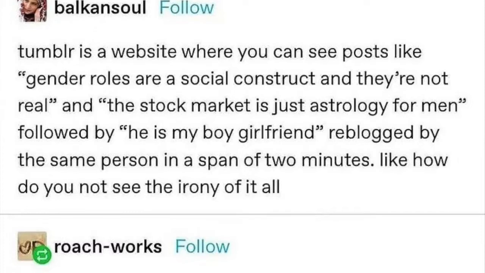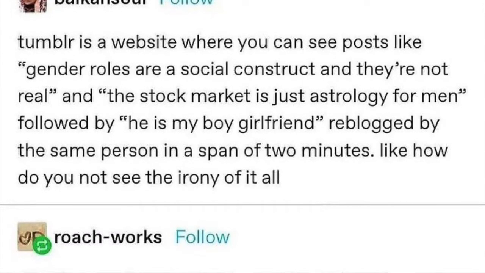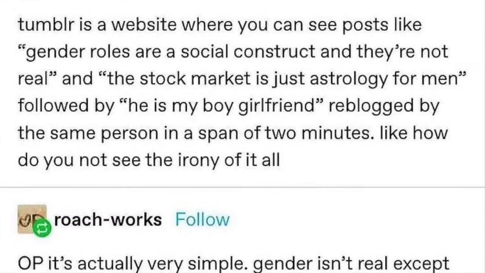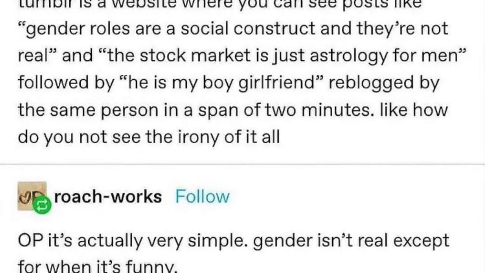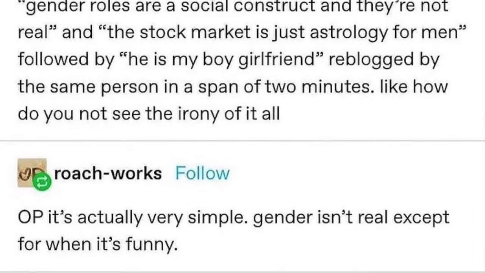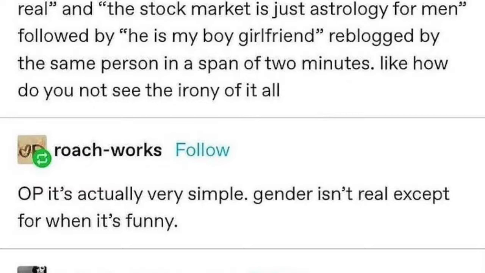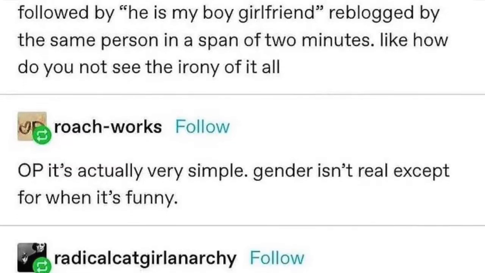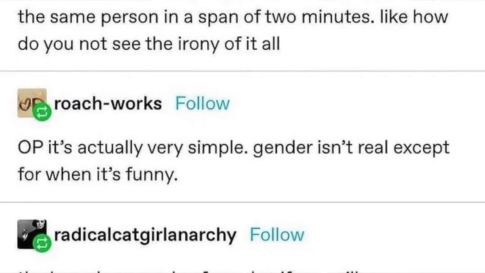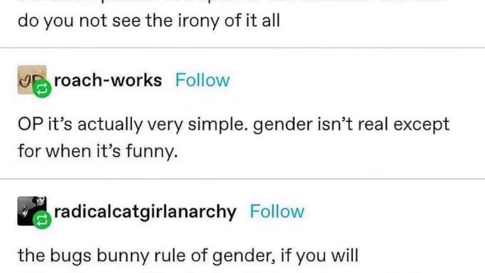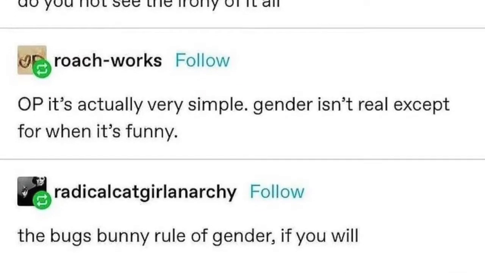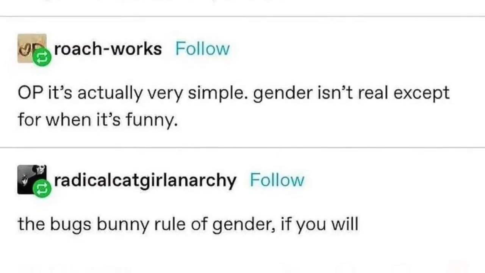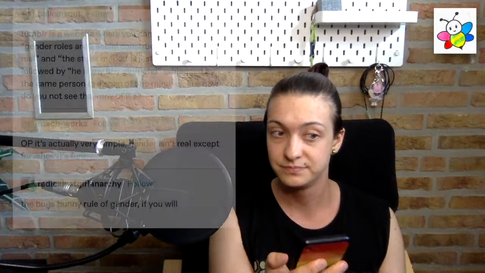You know? Tumblr is a website where you can see posts like, gender roles are a social construct and they're not real, and the stock market is just astrology for men, followed by, he's my boy girlfriend, reblogged by the same person in the span of 2 minutes. Like, how do you not see the irony of it all? OP, it's actually very simple. Gender isn't real, except for when it's funny. The Bugs Bunny rule of gender, if you will.